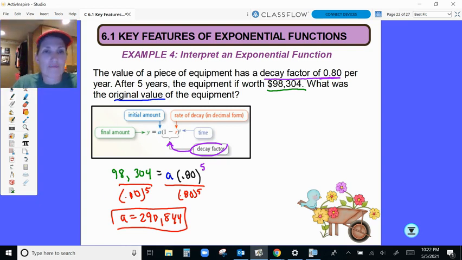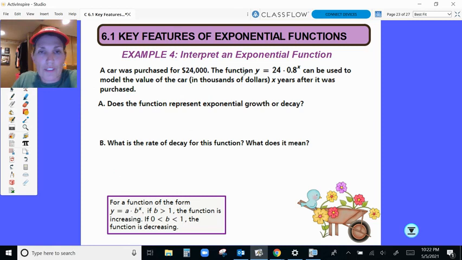Bummer. Okay. So a car is purchased for $24,000. The function here can be used to model the car in thousands X years after it was purchased. Does the function represent exponential growth or decay? Well, it's 0.8, so it is decay, right? Depreciating by 20% a year. That's crazy. What's the decay rate for this function? So remember, you can just take 100% minus 80%, or 1 minus 0.8, and it's going to give us 20%. So just remember, you can take this 80% and take it away from 100%. That'll give you your rate.